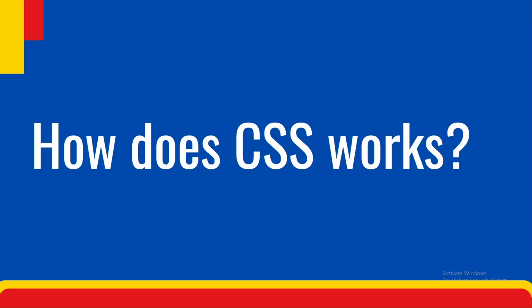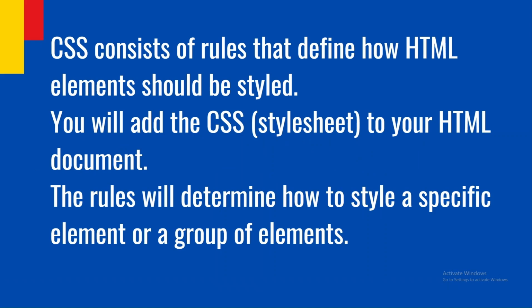under the hood. Okay, so CSS, which we now know as Cascading Style Sheet, consists of rules, and these rules define how the HTML elements that you have in your document should be styled. So what is going to happen is that you would add this style sheet to your HTML document, and the rules that you defined will determine how to style a specific element or group of elements that you have in your HTML document.